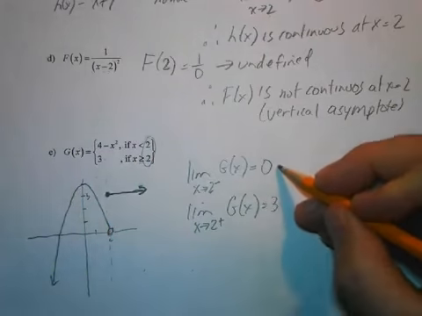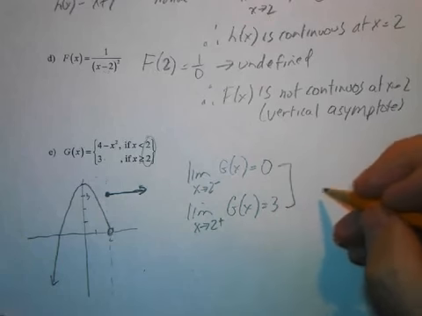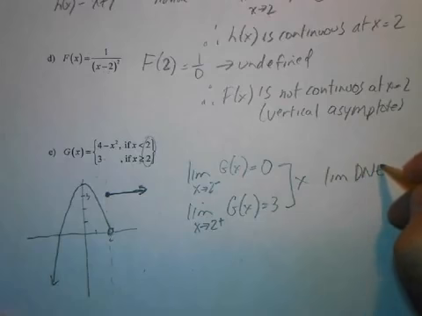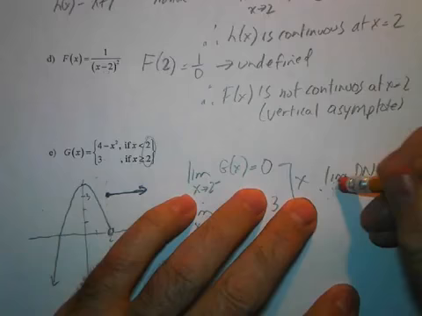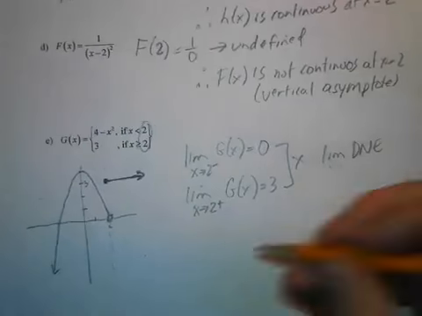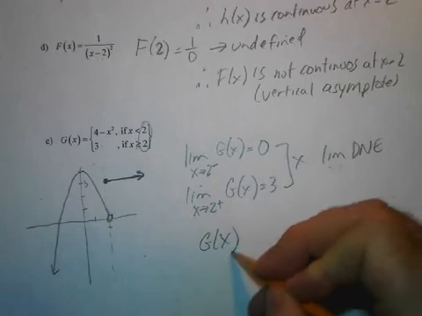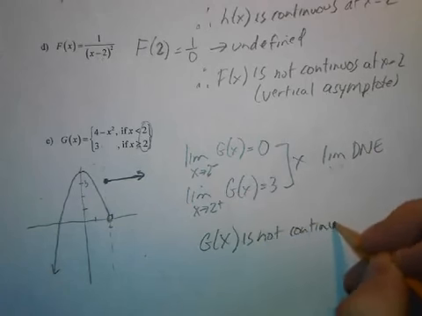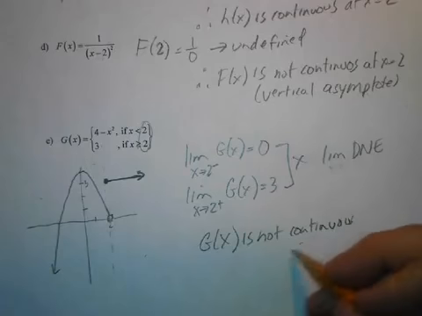Okay, so you can see right away, the limit does not exist, and since the limit does not exist, g of x is not continuous there at x equals 2.